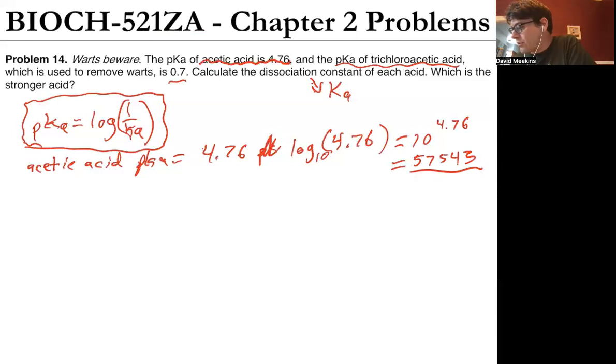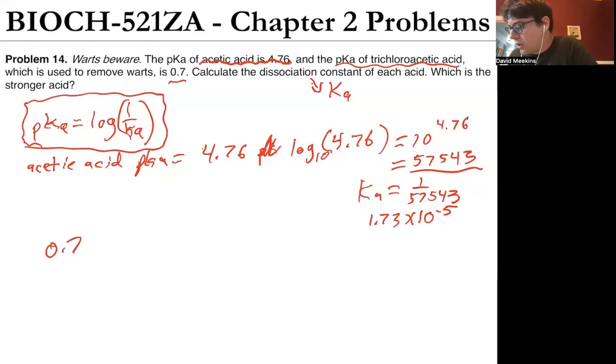So actually, we've just found 1 over Ka. So the Ka is going to equal 1 over 57,543, which equals 1.73 times 10 to the negative 5. So that's the dissociation constant of acetic acid. Trichloroacetic acid has a pKa of 0.7.